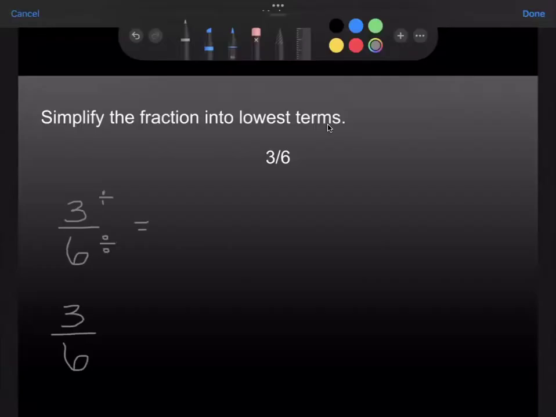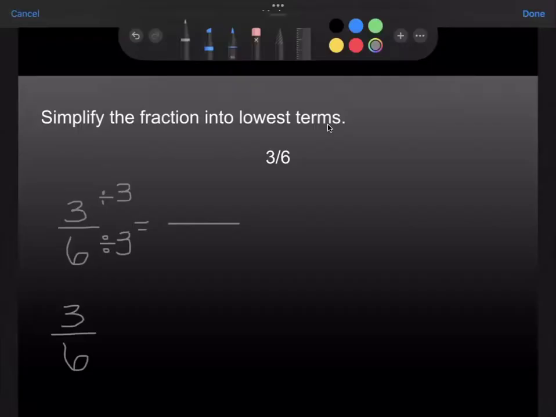So the key is finding a number that I can divide both 3 and 6 by, and it has to be the same number. So I'm going to start thinking about things I can divide 3 by. I can divide 3 by 1, and I can also divide 6 by 1. But when I do that, that's not going to change my fraction at all. So I want to kind of stay away from dividing by 1. But I can also divide 3 by 3. I can also divide 6 by 3 as well. So remember, it has to be divided by the same number on the top and the bottom.